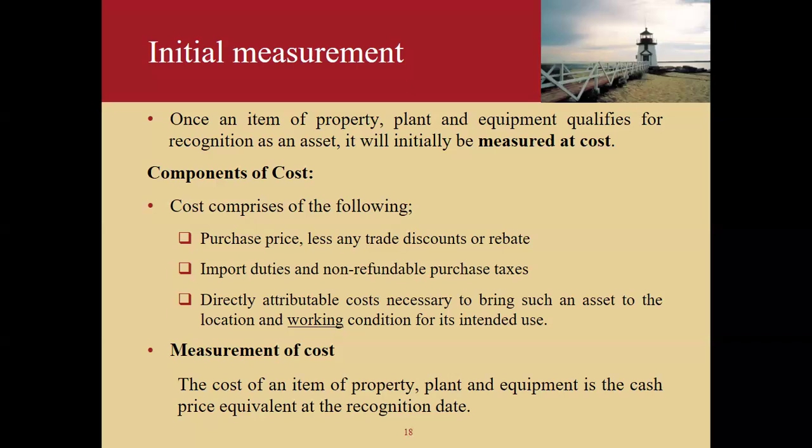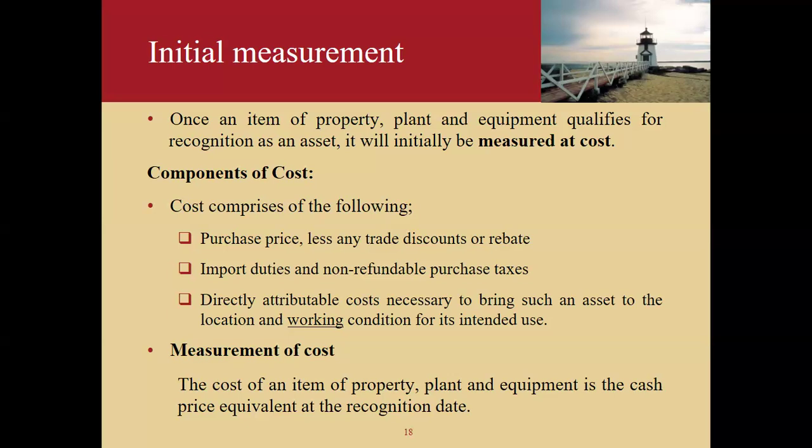Now let's look at the components of cost. What are we considering under cost? Cost comprises the following. Number one, purchase price, less any trade discounts or rebates. Under inventories, we looked at rebates and trade discounts. Rebates are basically, you buy an item and you pay for it, then the supplier or vendor will return some amount just to retain you as a customer. So those rebates also, we deduct them from the purchase price. Number two, import duties and non-refundable purchase taxes.